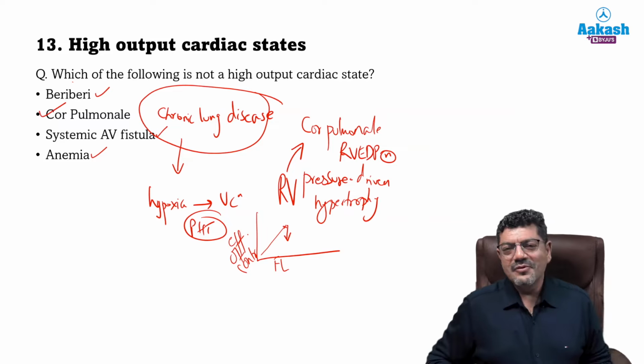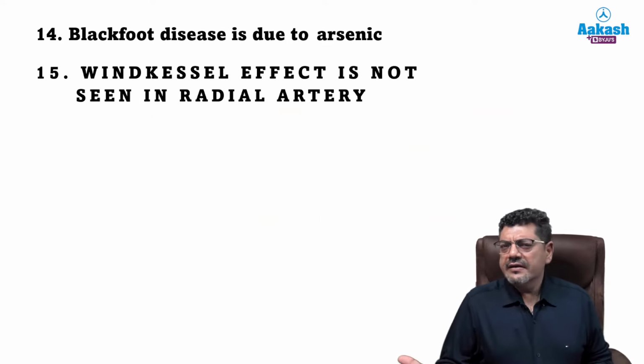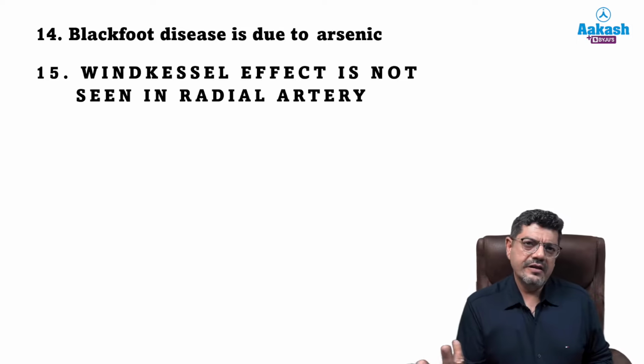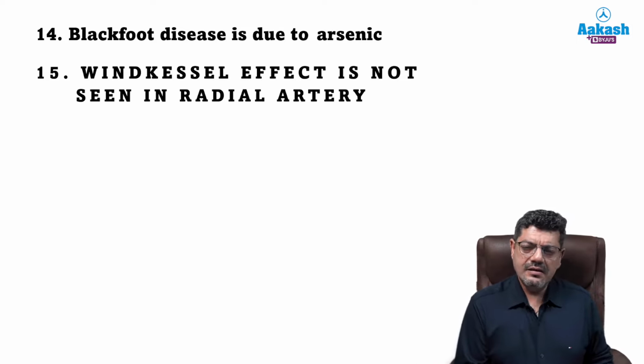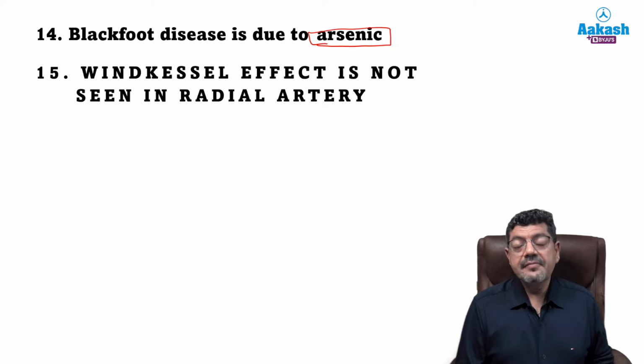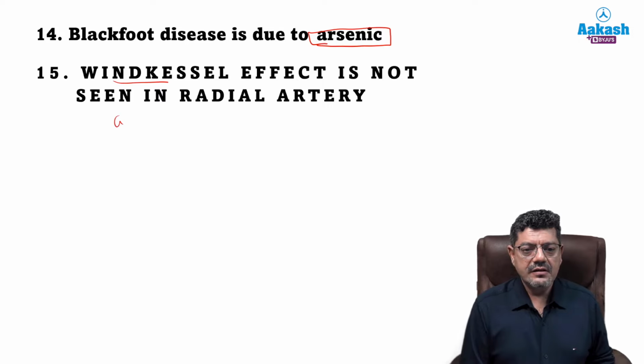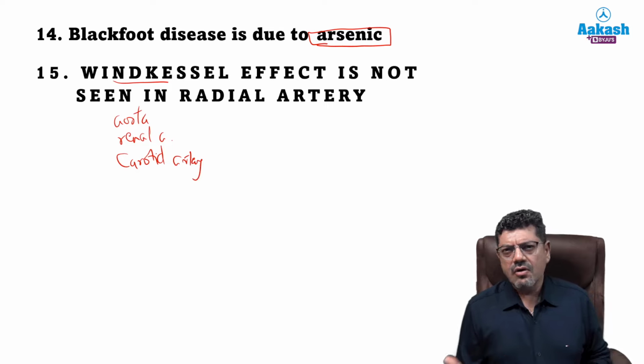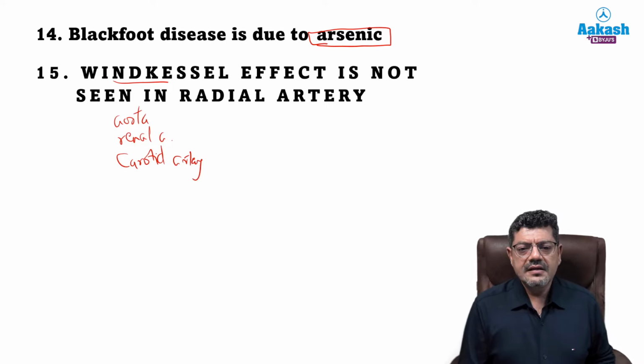Okay, let's keep moving. So, very quickly, Blackfoot disease. I don't know whether you knew this or not. It's seen in Taiwan in a group of people, and it's because of the water supply being contaminated with arsenic, right? They'd ask you, Wind-Kessel effect is not seen in which vessel? The choices were the aorta, the renal artery, the carotid artery. I'm not sure whether they said internal, external, or common, but carotid I remember. And they said the radial artery.